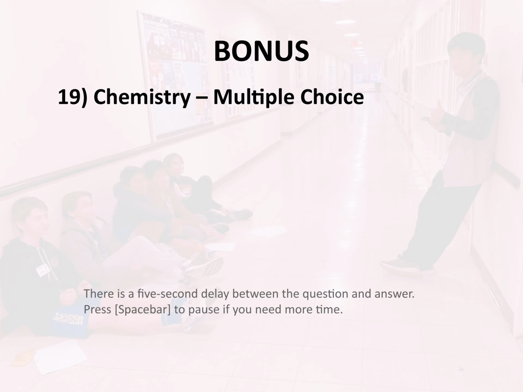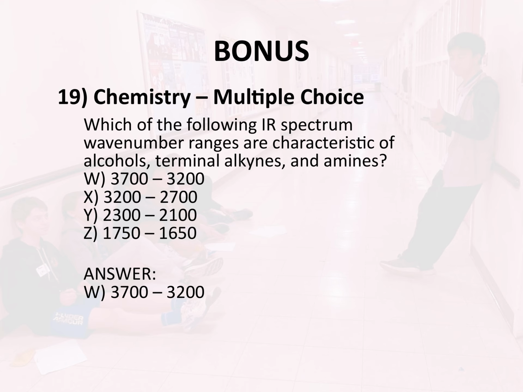Bonus 19. Chemistry, multiple choice. Which of the following IR spectrum wavenumber ranges are characteristic of alcohols, terminal alkynes, and amines? W. 3700 to 3200. X. 3200 to 2700. Y. 2300 to 2100. Z. 1750 to 1650. Answer: W. 3700 to 3200.